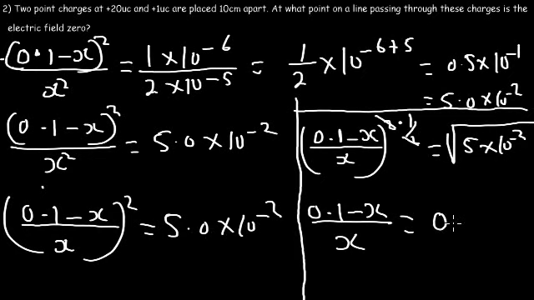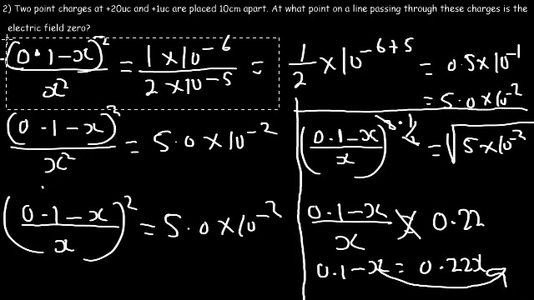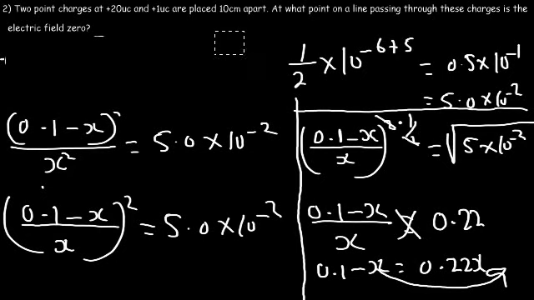So that's equal to 0.22. Right now we can just collect the like terms. Sorry, cross multiply rather. So I have 0.1 minus x equal to 0.22x. The next thing I'm going to do is bring this to the side so that I can factorize the x out. Then with that I can solve for x.